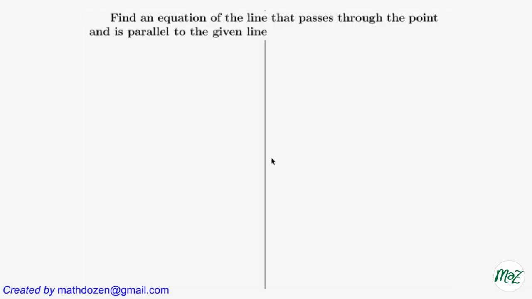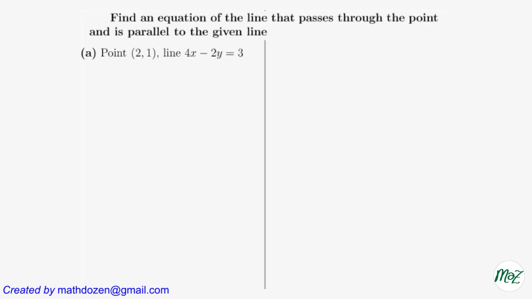Let's work on this problem that asks us to find an equation of the line that passes through the point and happens to be parallel to another line. For part A, we have point (2, 1), and the given line 4x minus 2y equals 3.